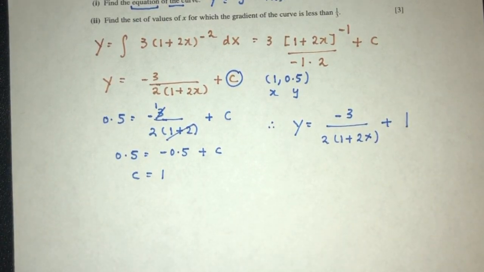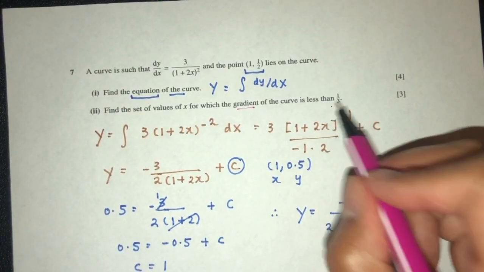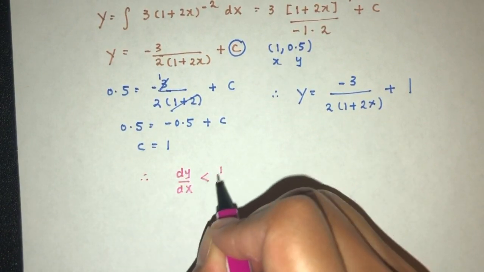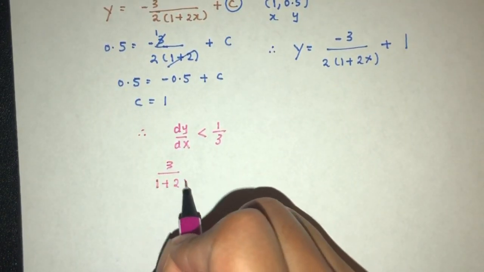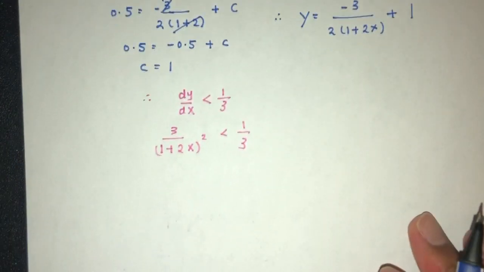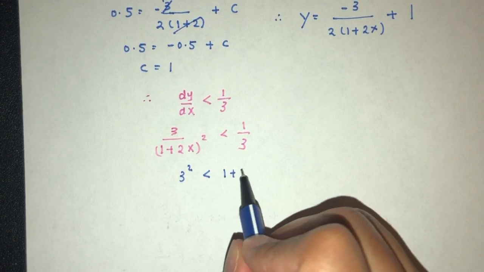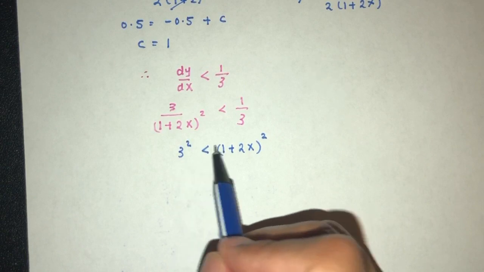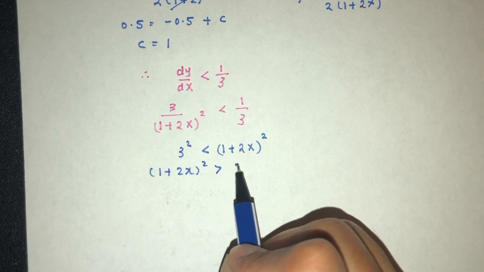Now for part 2, we have to find the set of values of x for which the gradient, which is dy by dx, is less than 1 over 3. So what is dy by dx? It is 3 over (1 plus 2x) squared, less than 1 over 3. So first thing first, we can just cross multiply. You will have 3 squared and (1 plus 2x) squared. Now we can rewrite this as what? If this is less than this, we can rewrite as 1 plus 2x squared is more than this.